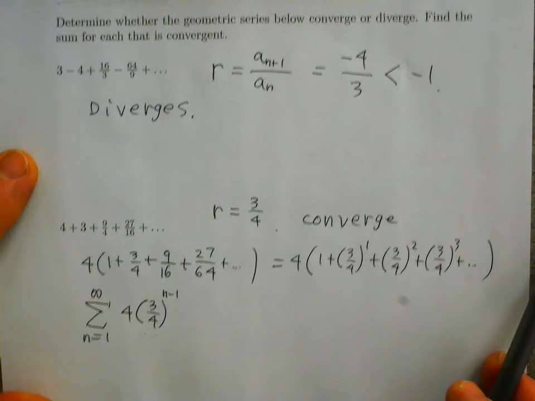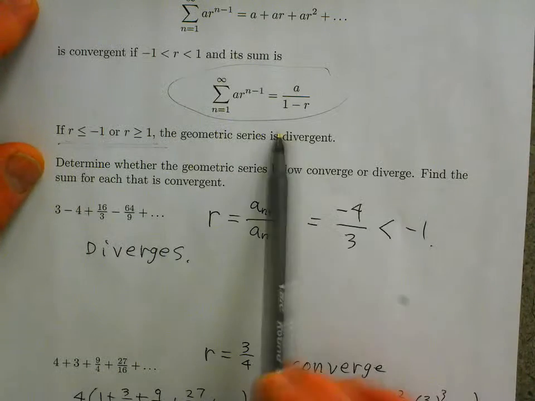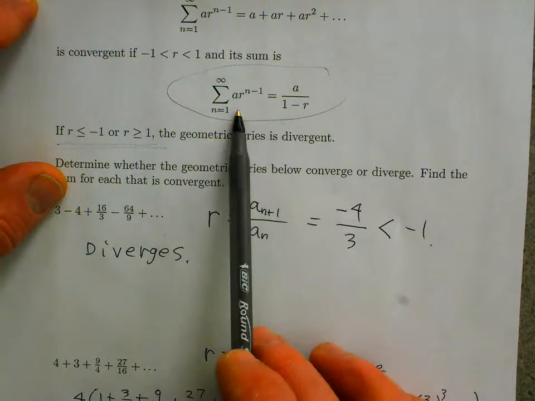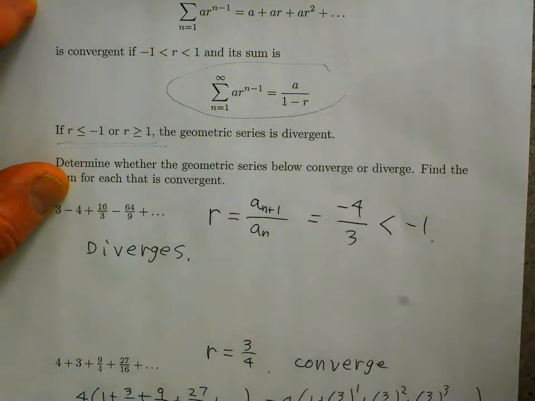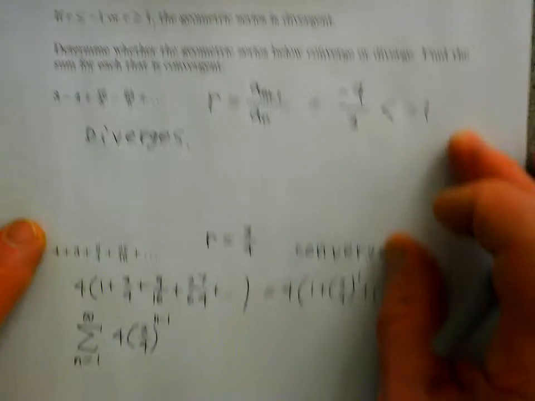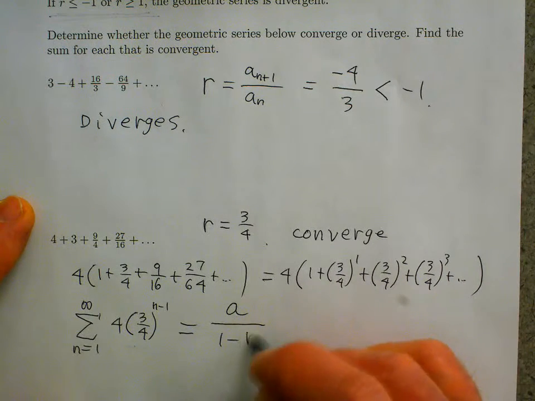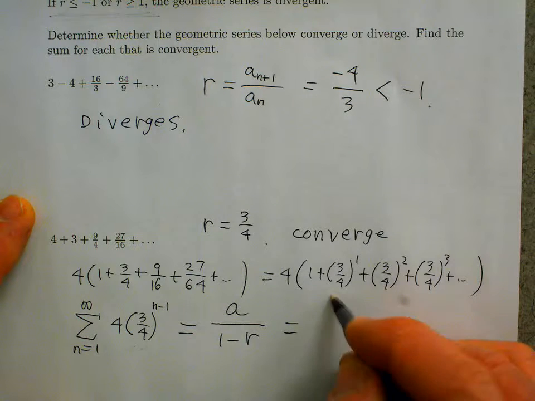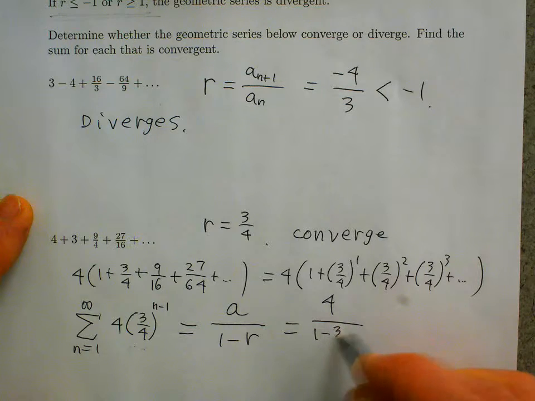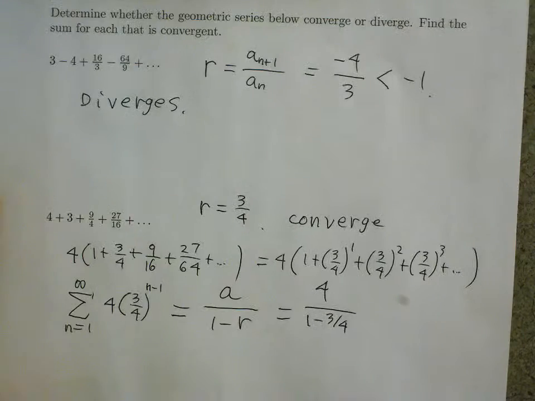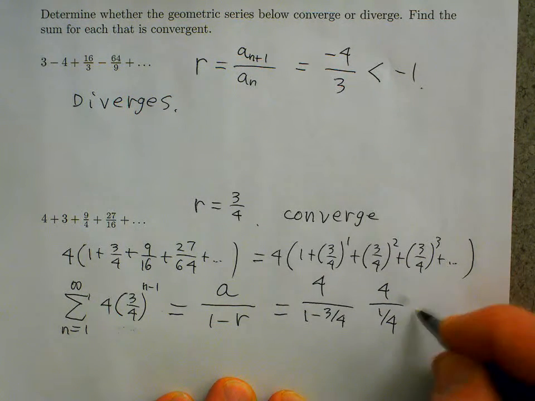But if you remember, this is the formula for the sum. If the terms are a times r to the n minus 1, the sum is a divided by 1 minus r. So for this one, our a value is 4. Our common ratio is 3/4. So the sum is 4 divided by 1 minus 3/4, or 4 divided by 1/4, or 16.